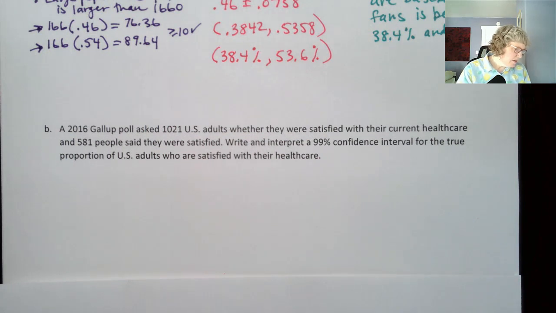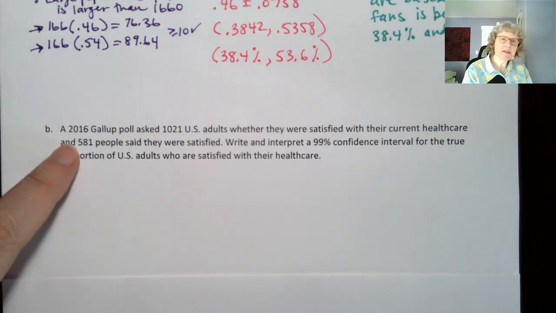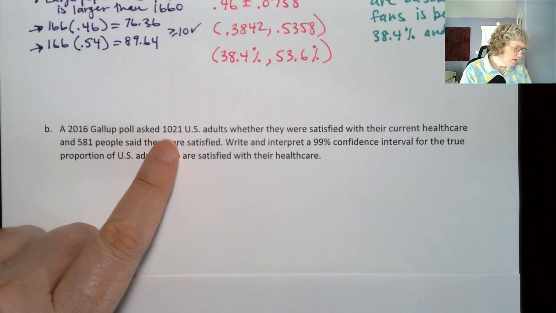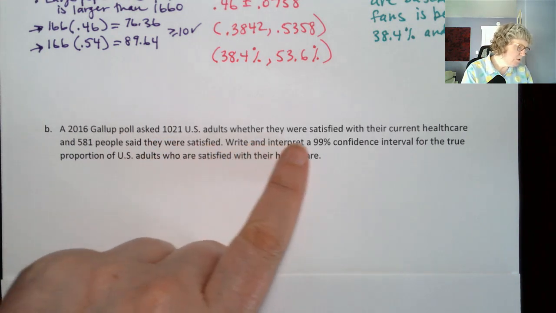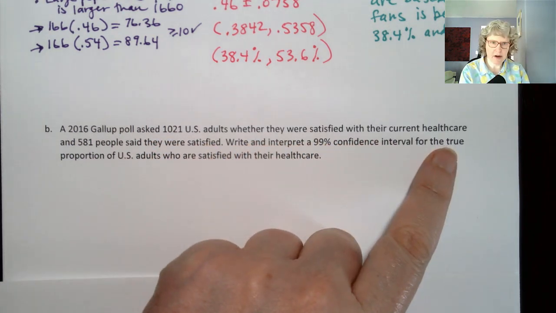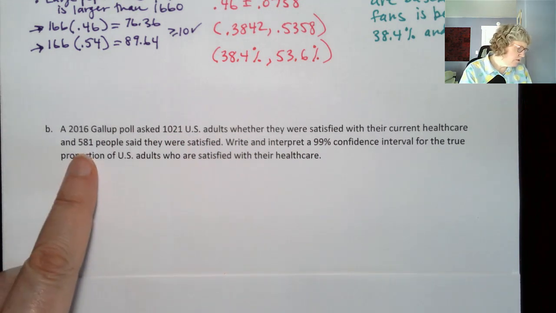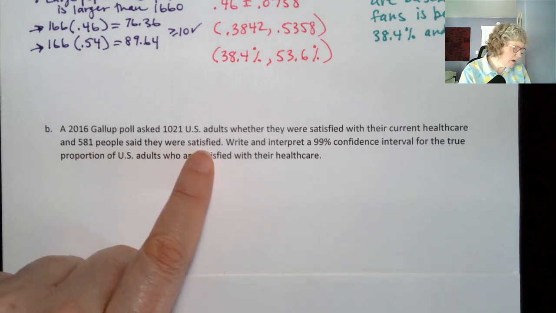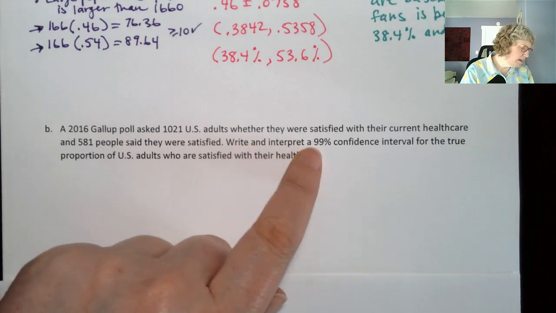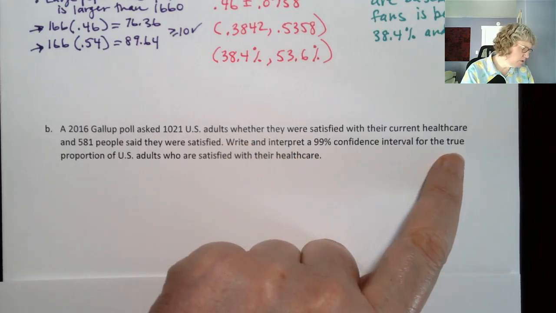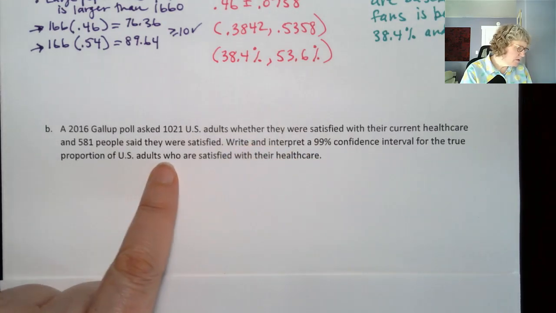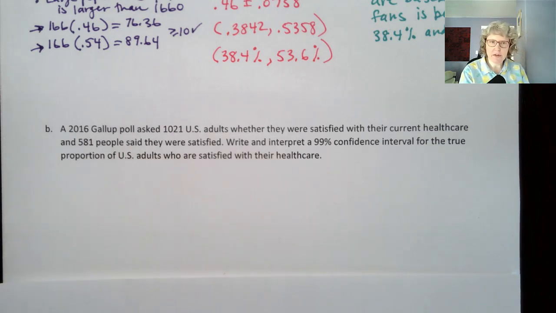Okay, so let's see what this one says. A 2016 Gallup poll asked 1,021 U.S. adults whether they were satisfied with their current health care. Okay, 581 people said they were satisfied. Write and interpret a 99% confidence interval for the true proportion of U.S. adults who are satisfied with their health care.